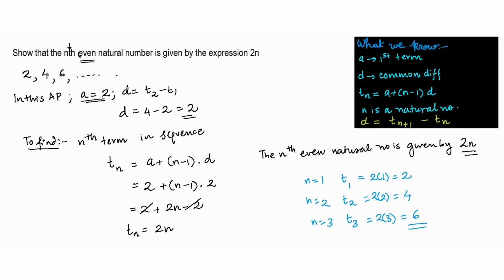So in the previous problem we saw that 2n minus 1 represented the nth odd natural number, whereas 2n represents the nth even natural number.